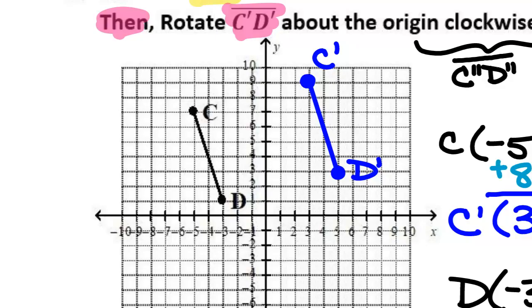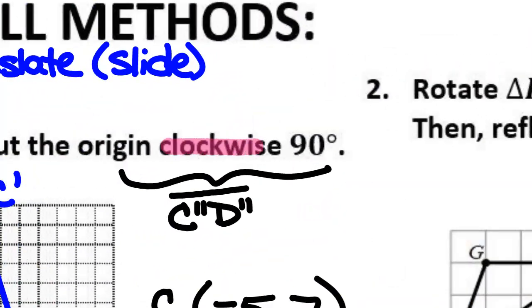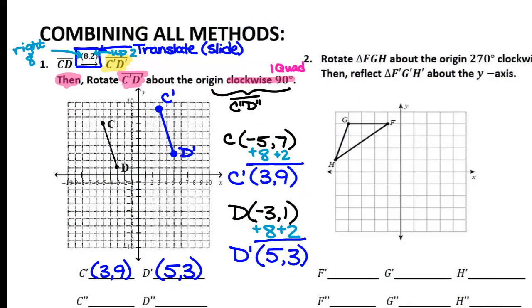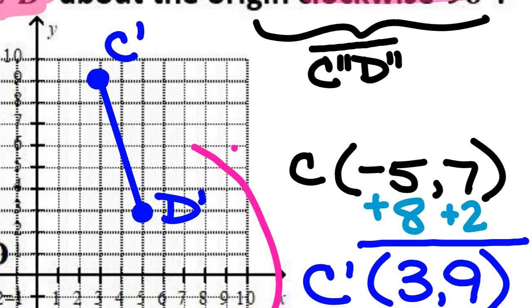But we are not done yet. We now need to rotate that about the origin clockwise 90 degrees. How many quadrants are we going to be moving? One quadrant. Which quadrant are we going to move into if I take this and I move clockwise? I'm going to move into quadrant 4. Right down here would be my 90 degrees clockwise.